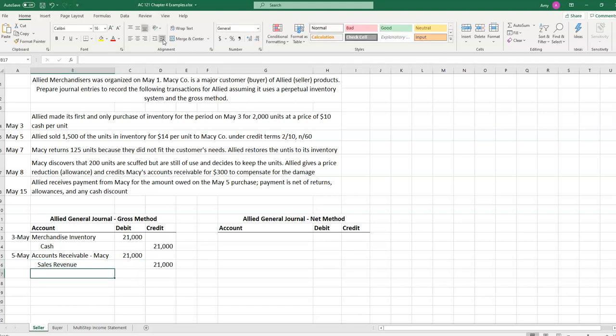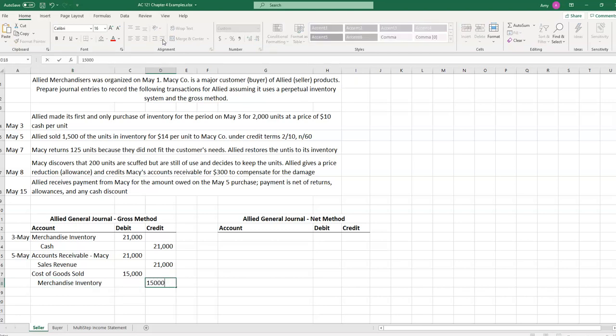The second part of that journal entry is for the inventory. So we record inventory when we sell it into an expense account called cost of goods sold. So cost of goods sold, and that is for the cost of the inventory. So remember that inventory cost us $10 per unit. So those 1,500 units were $10 per unit. Then the difference between sales revenue and cost of goods sold is the profit we earned on that inventory. The credit is to remove the merchandise inventory from our books that we just sold.